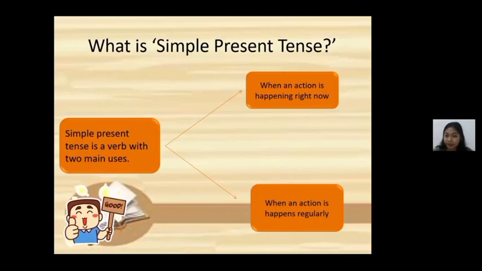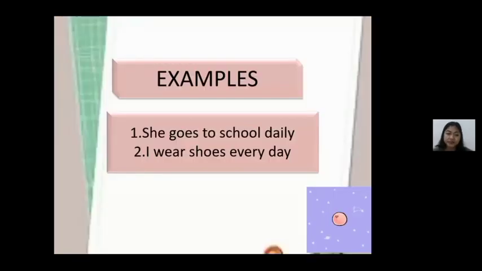I will give you example. First, she goes to school daily. Second, I wear shoes every day. Now let's move to formula.